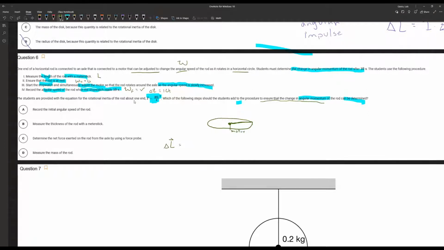Okay, so that's going to be I times the change in omega. And we already can find the change in omega, that's the final angular velocity minus the original angular velocity. So these are known. The rotational inertia depends on the mass and the length. We have the length, so it looks to me like we need the mass of the rod. D is our best answer choice.